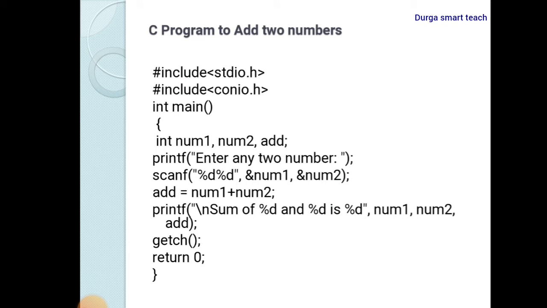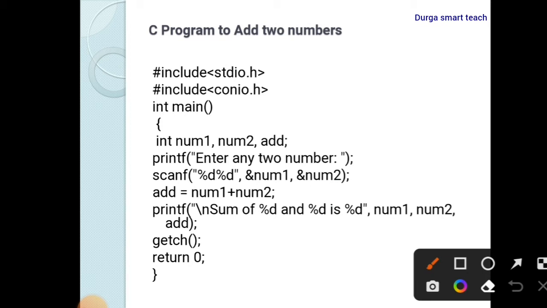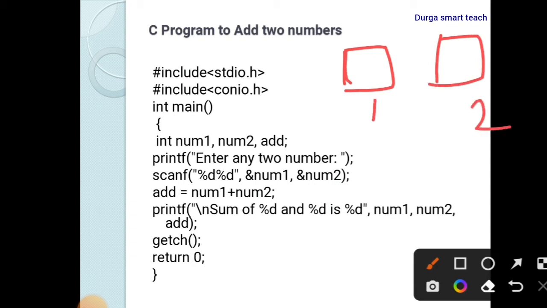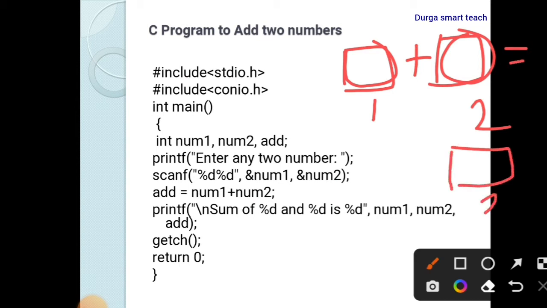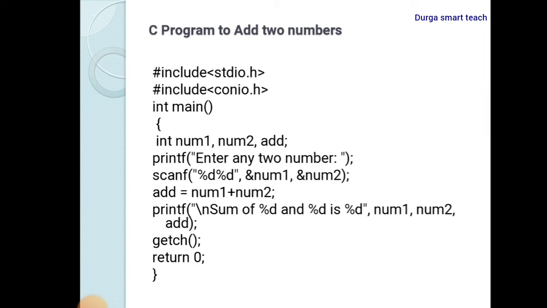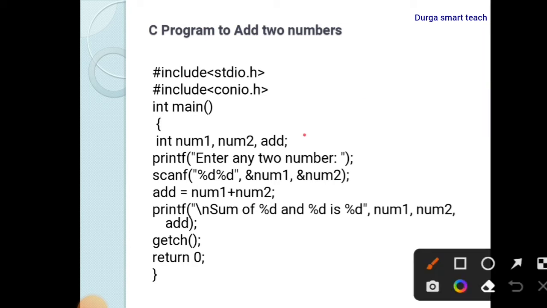C program to add two numbers. First we need to add two numbers, so we need two variables. Here 1, here 2. One is used to store one integer value and another is used to store another integer value. We need to add these two and store the result in one more variable, that is a third variable. So we need three variables. That's why here I am taking num1, num2 and add. These three are integer variables.